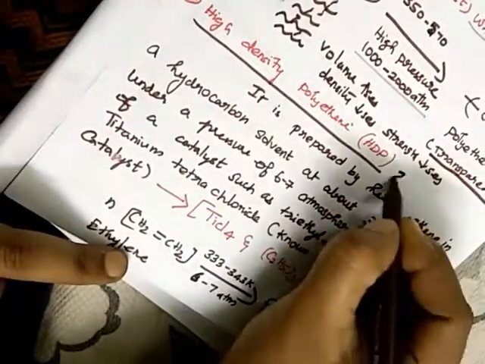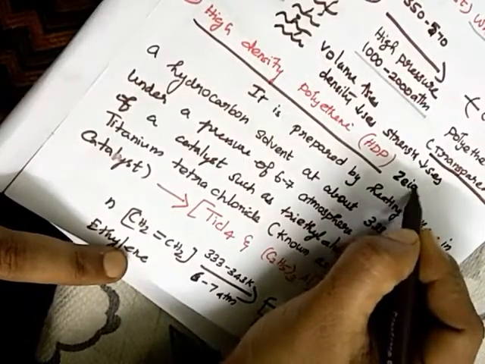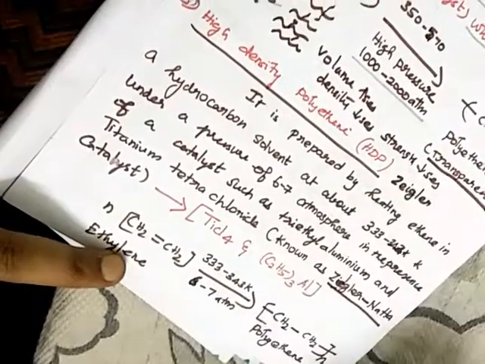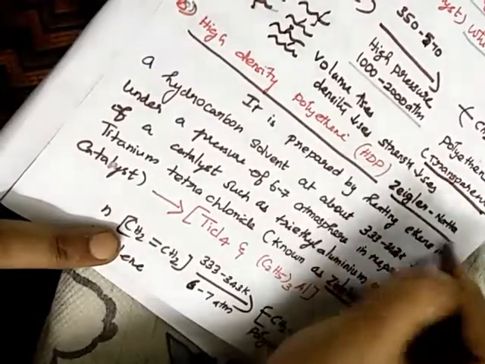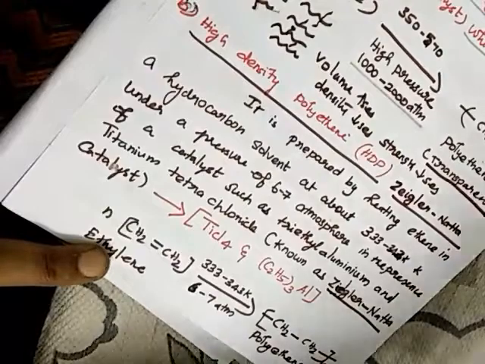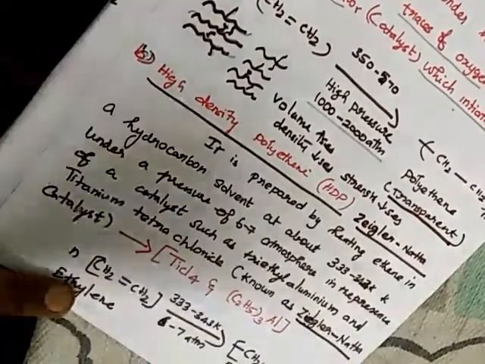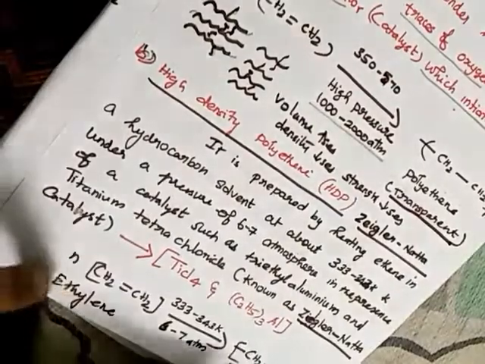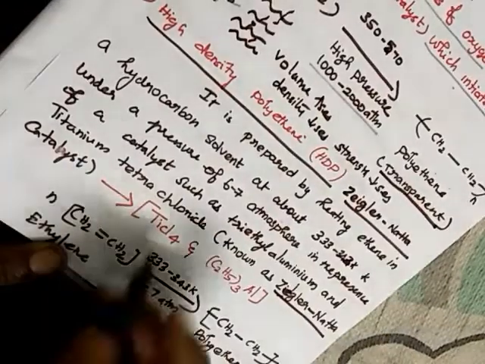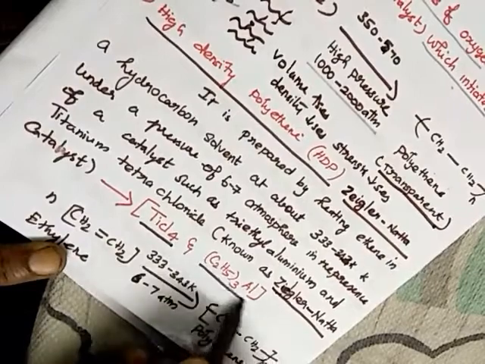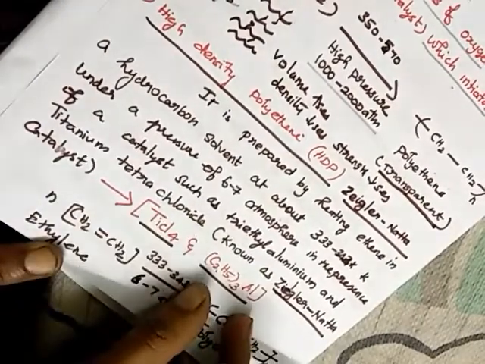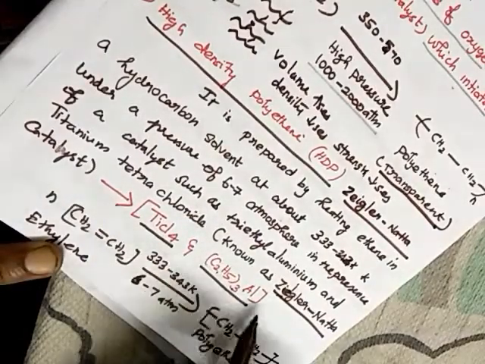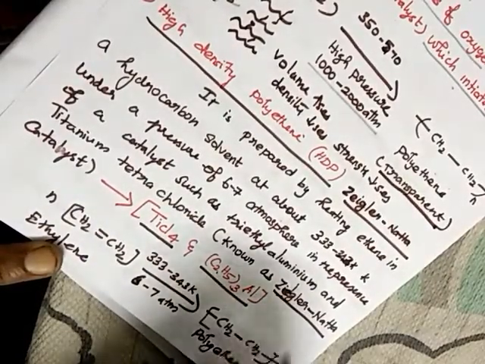Ziegler, Z-E-I-G-L-E-R, Ziegler, Natta. There are two scientists. From their names only, it started to be called the Ziegler-Natta catalyst. What is the Ziegler-Natta catalyst? The Ziegler-Natta catalyst is nothing but titanium tetrachloride and triethyl aluminium. Titanium tetrachloride and triethyl aluminium is called the Ziegler-Natta catalyst.